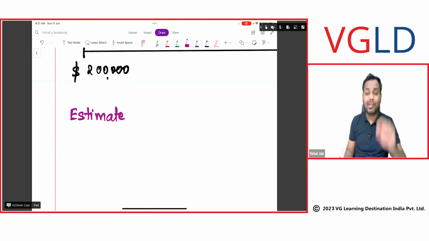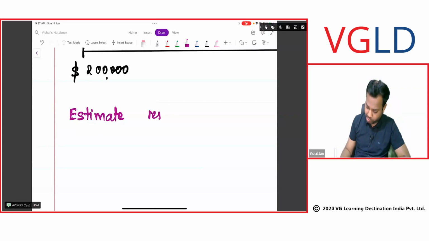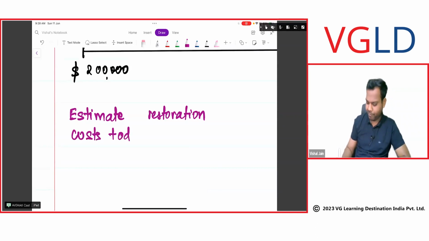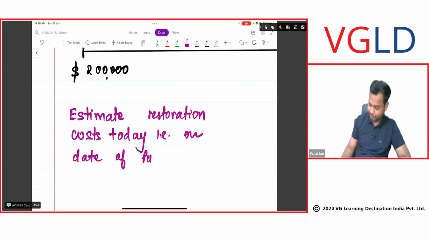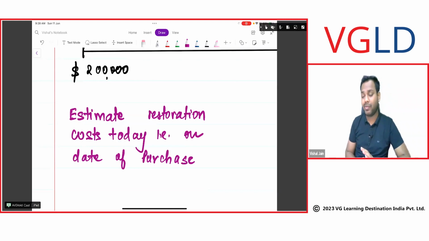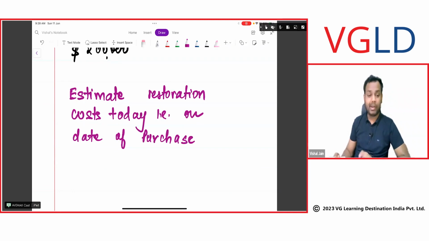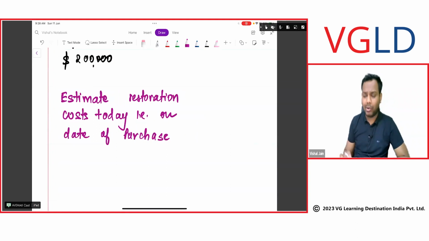Estimate if the decommissioning or the restoration has to be done today. Estimate restoration costs today, that is, on the date of purchase. Generally, this discussion happens in the case of SBR students, not for FR, but let me explain this point. Okay, that is on the date of purchase, considering today's scenario.